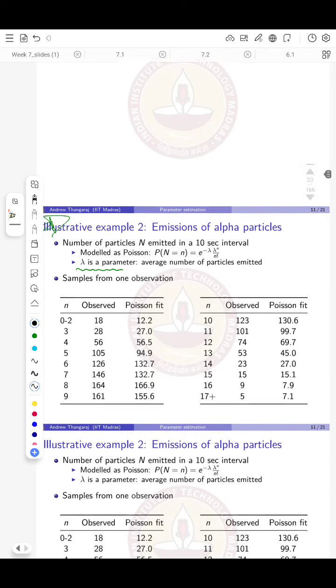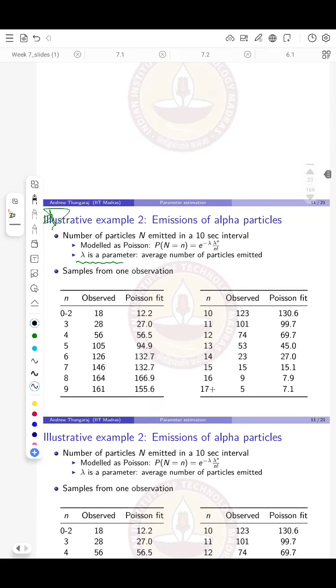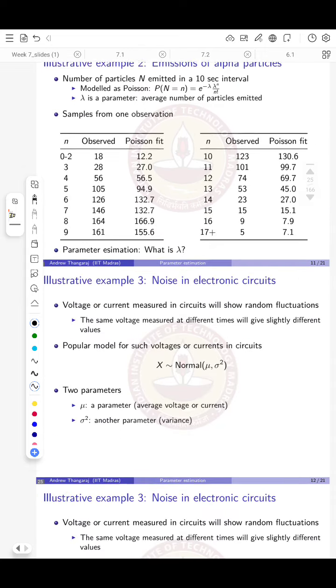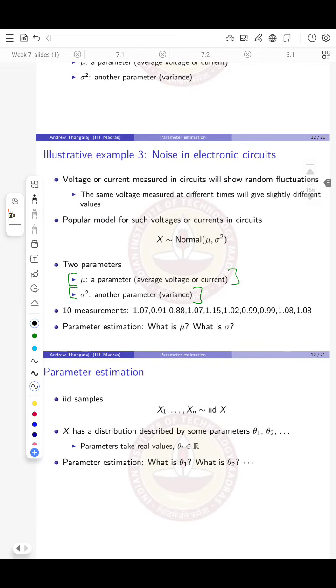Now, coming to this part, the emission of alpha particles is a second example. It is modeled through a Poisson distribution simply. In Poisson, what is the value of lambda? The lambda value is the parameter that we need to estimate. Can we find a good estimator through which we can find the values that we need to consider?